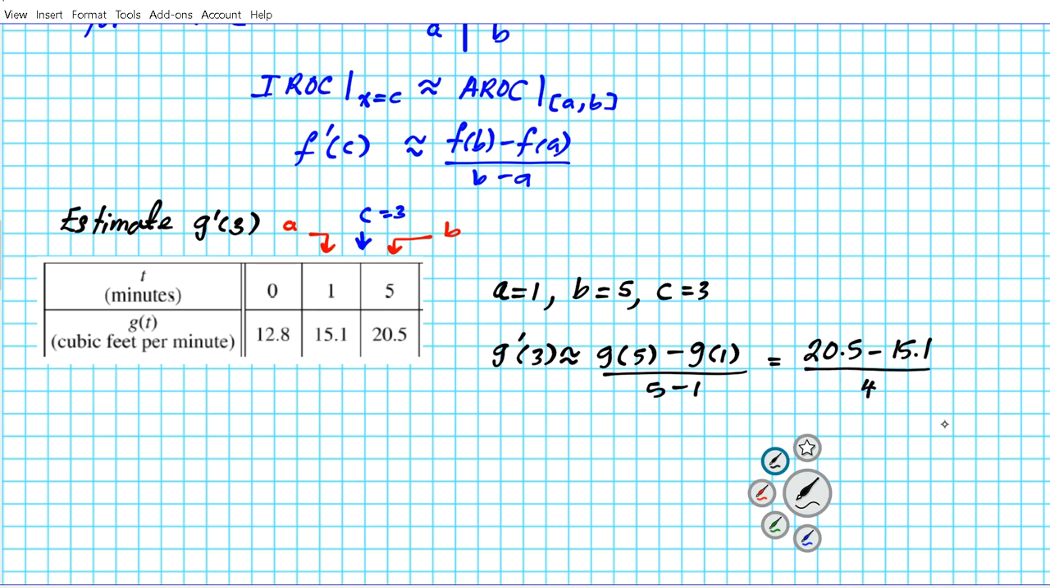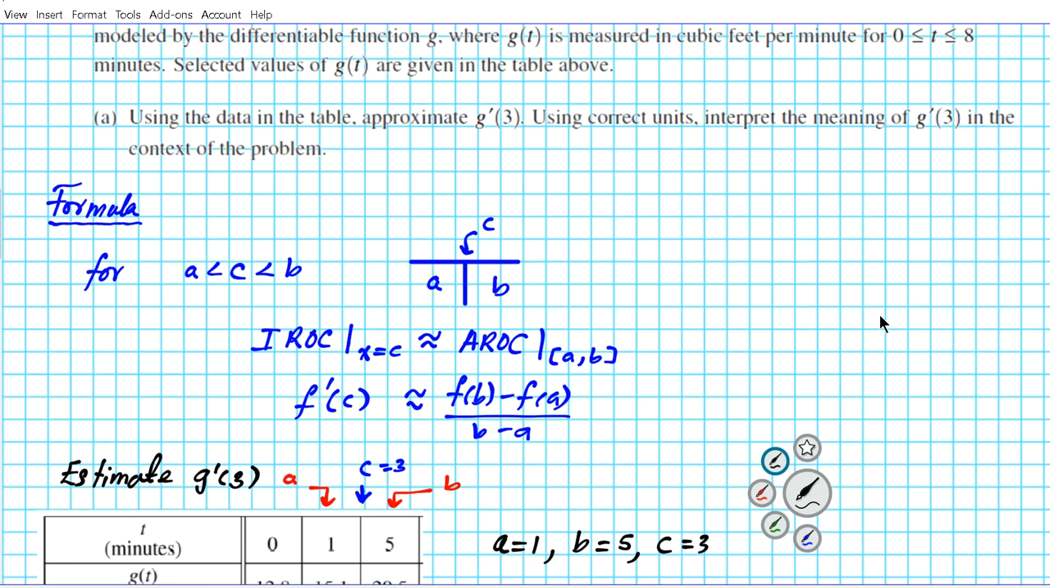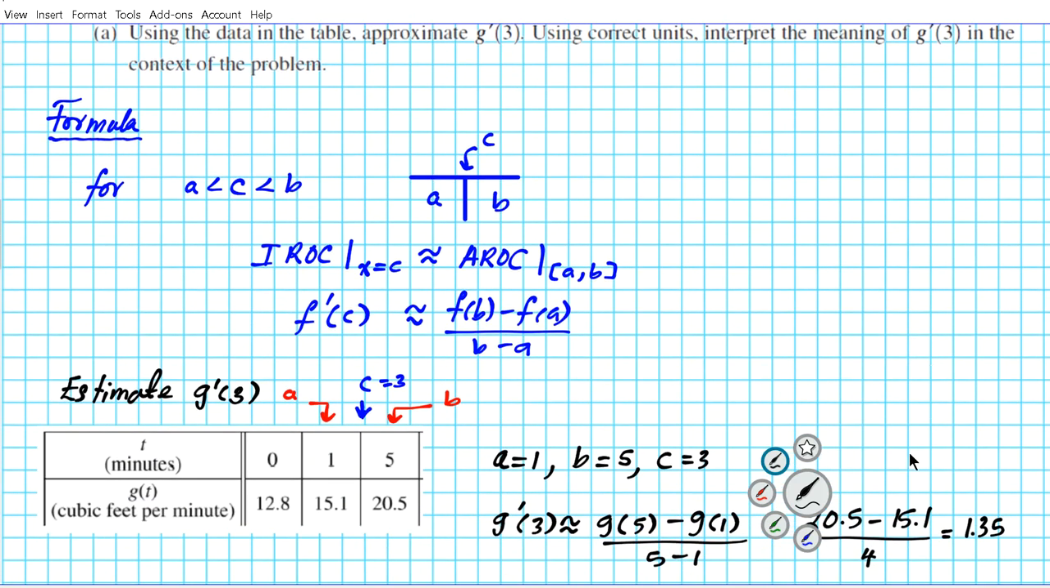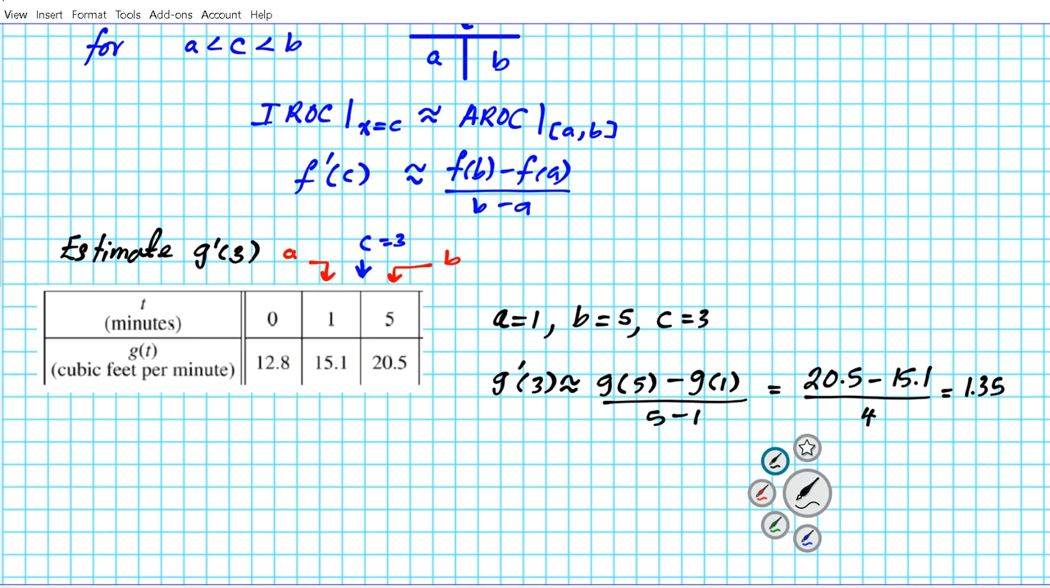And then this is a calculator active part of the AP exam, so you can just use your calculator to compute what the value is. So if you do that with your calculator, you end up with 1.35. Okay? All right, but we were asked to specify the answer using correct unit. So what's the unit here?